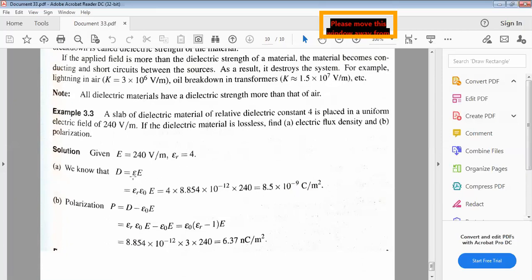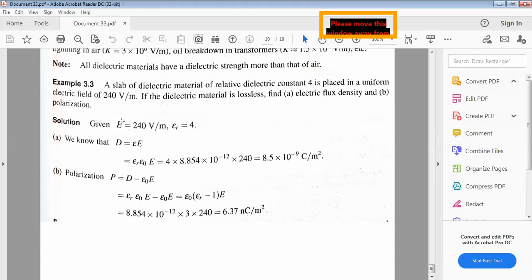What is meant by epsilon? Epsilon equal to epsilon naught into epsilon R. The epsilon naught value, you already know, is 8.854 × 10⁻¹². And epsilon R is mentioned here as 4, the relative permittivity. So 4 × 8.854 × 10⁻¹² into the electric field 240. When we multiply, we get the electric flux density as 8.5 × 10⁻⁹ coulombs per meter square.